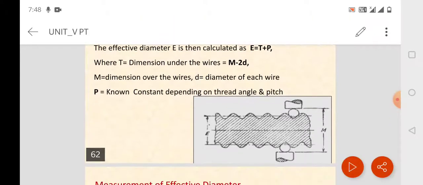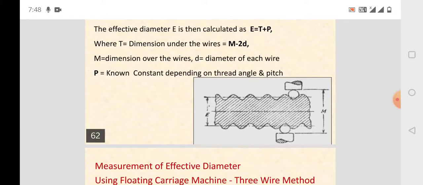The effective diameter, if you want to calculate it, is E equals T plus P. Now what is T? T is the dimension under the wire. The dimension under the wire is M, the outside dimension, minus twice the diameter of the wires. There are two wires, so it is 2D. So T is M minus 2D, where M is the dimension over the wire.